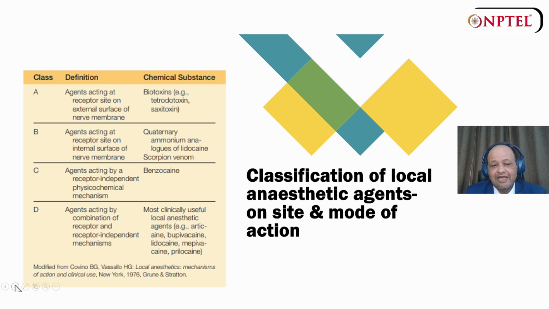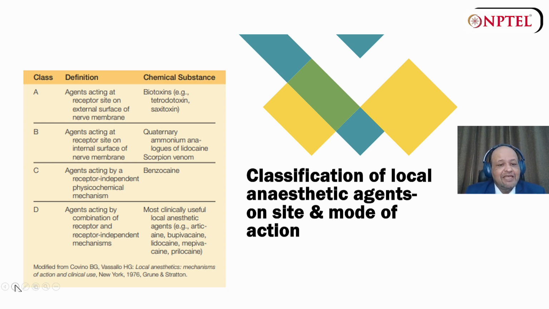Now, based on the site and mode of action, Type A are agents which act on the receptor site on the external surface of the nerve membrane, which are called biotoxins, that is tetrodotoxin and saxitoxin. Most commonly, one finds it not of great use in our clinical practice. This is present in a fish called the puffer fish, which is extremely toxic and poisonous to eat, and you need special preparation for that actually.